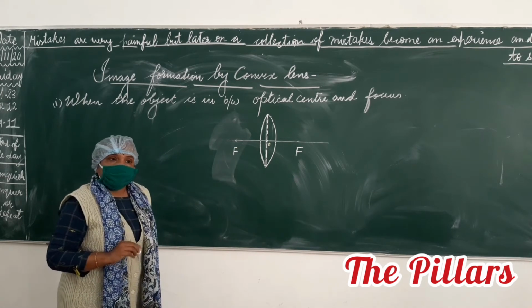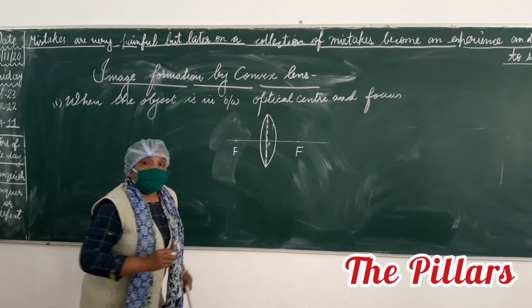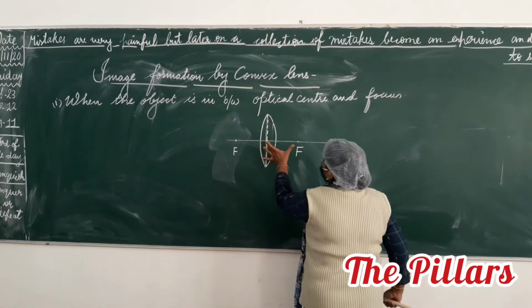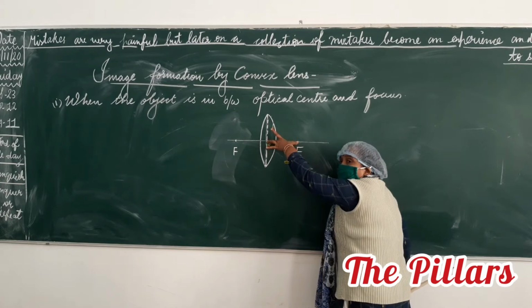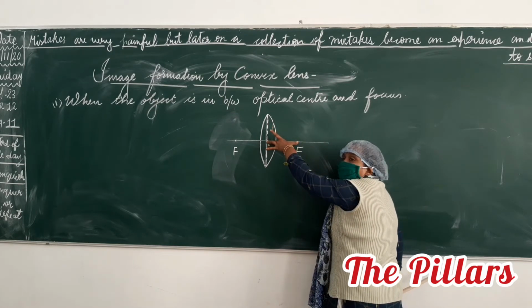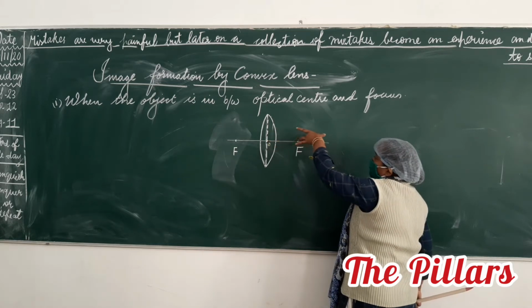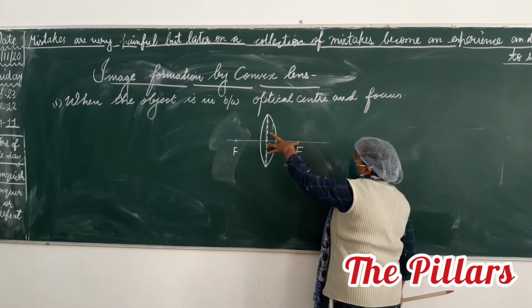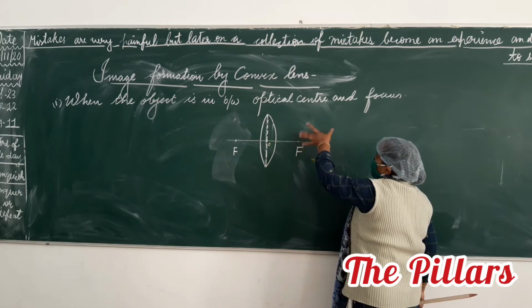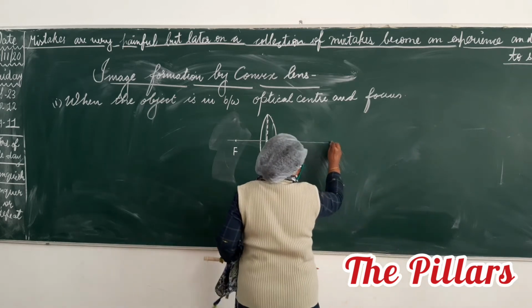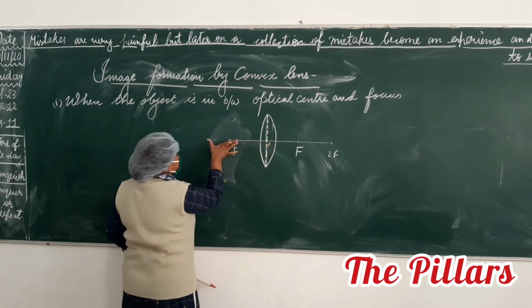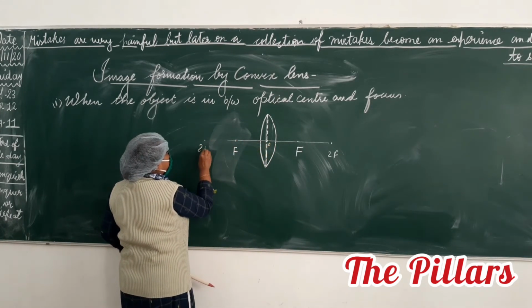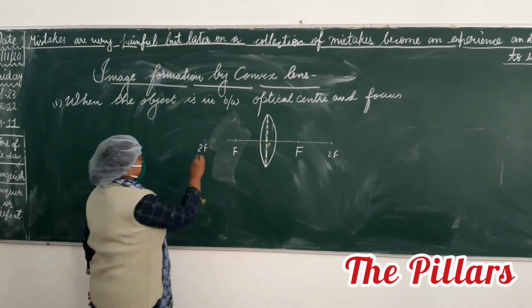Right? Did you understand or no? Yes. If this is your 10, and I ask you to mark 2F, how would you do it? 20. 20 from where? This is 10 and this is 10. See, this will be 2F. And this is 10 and this is 10. This is 2F2.